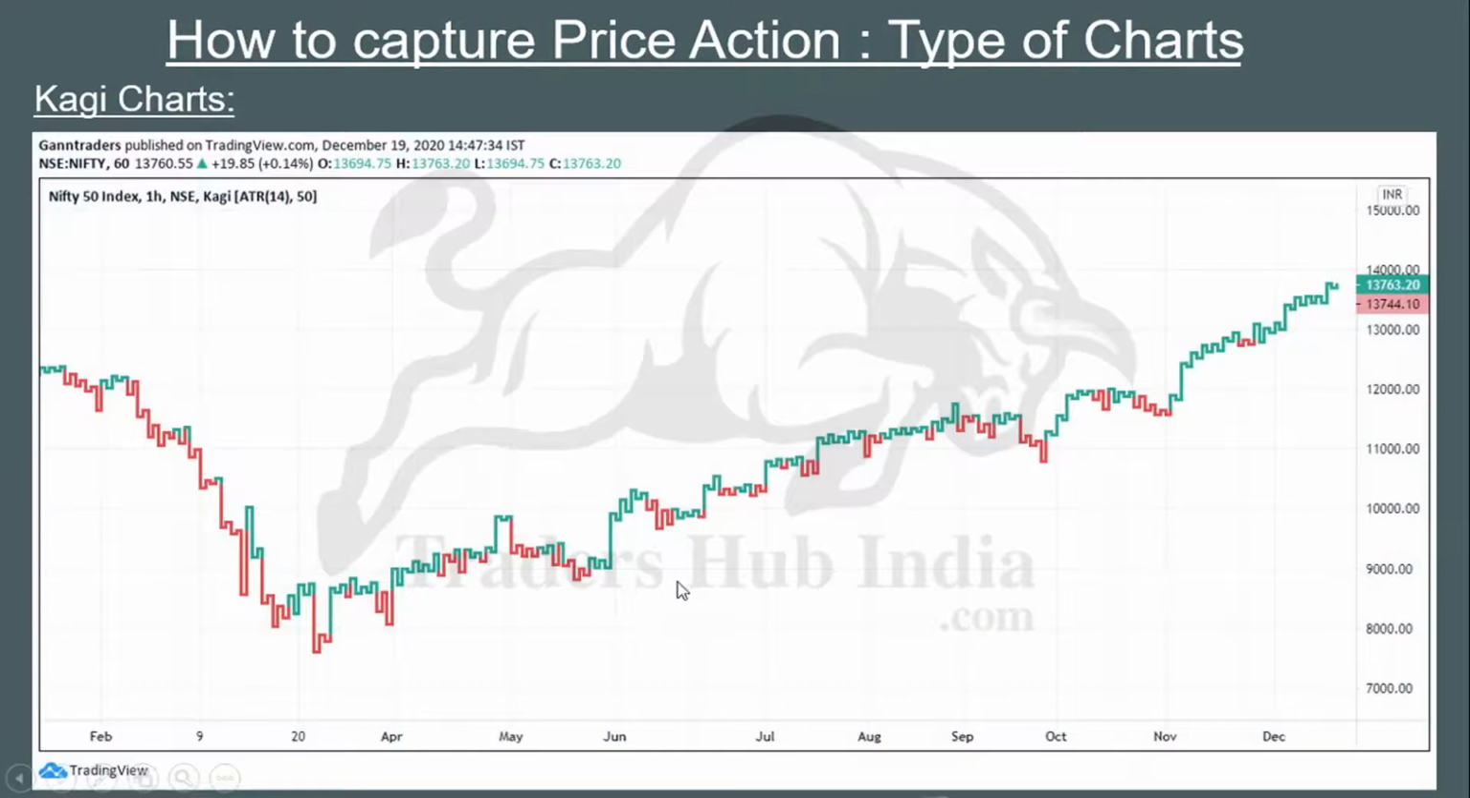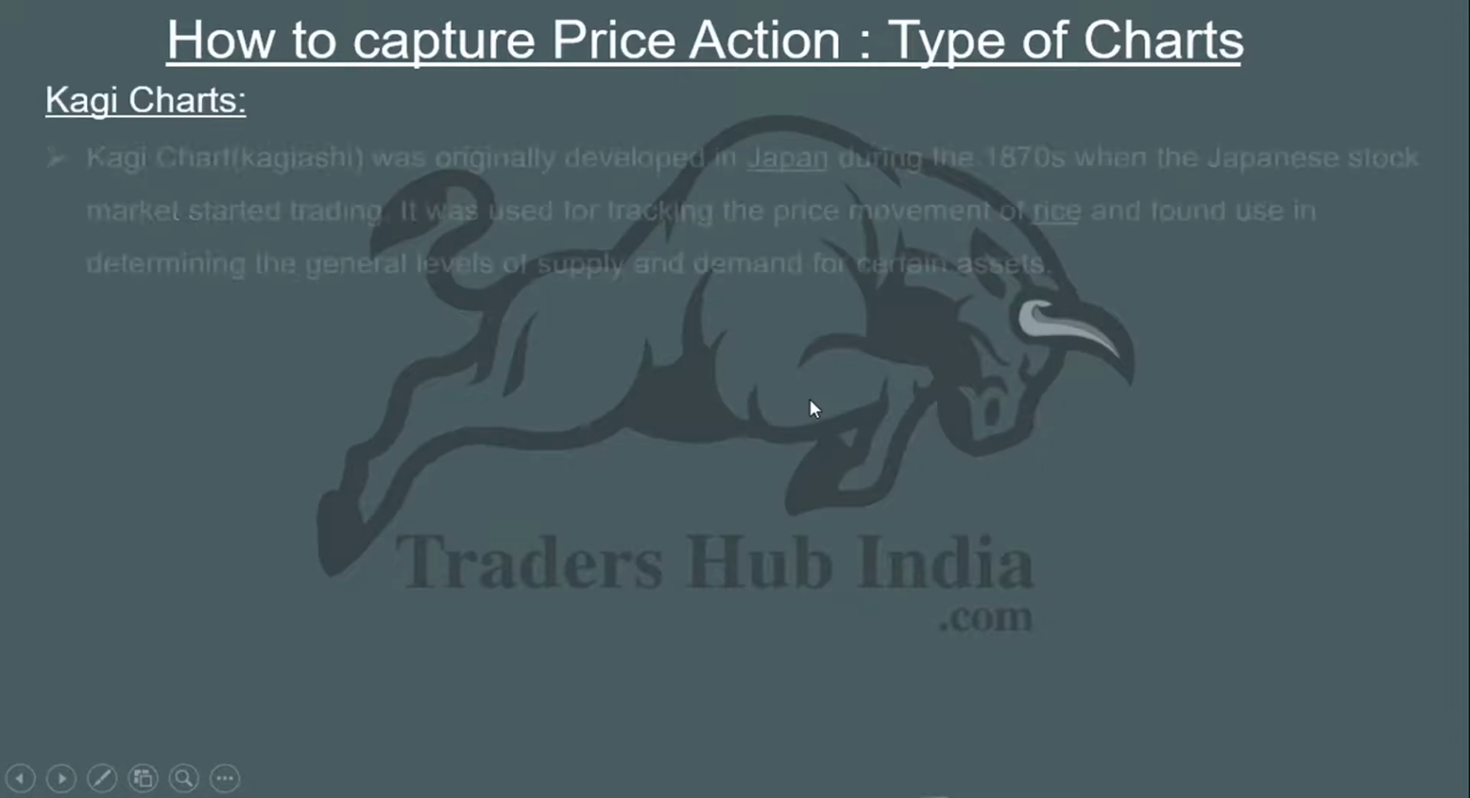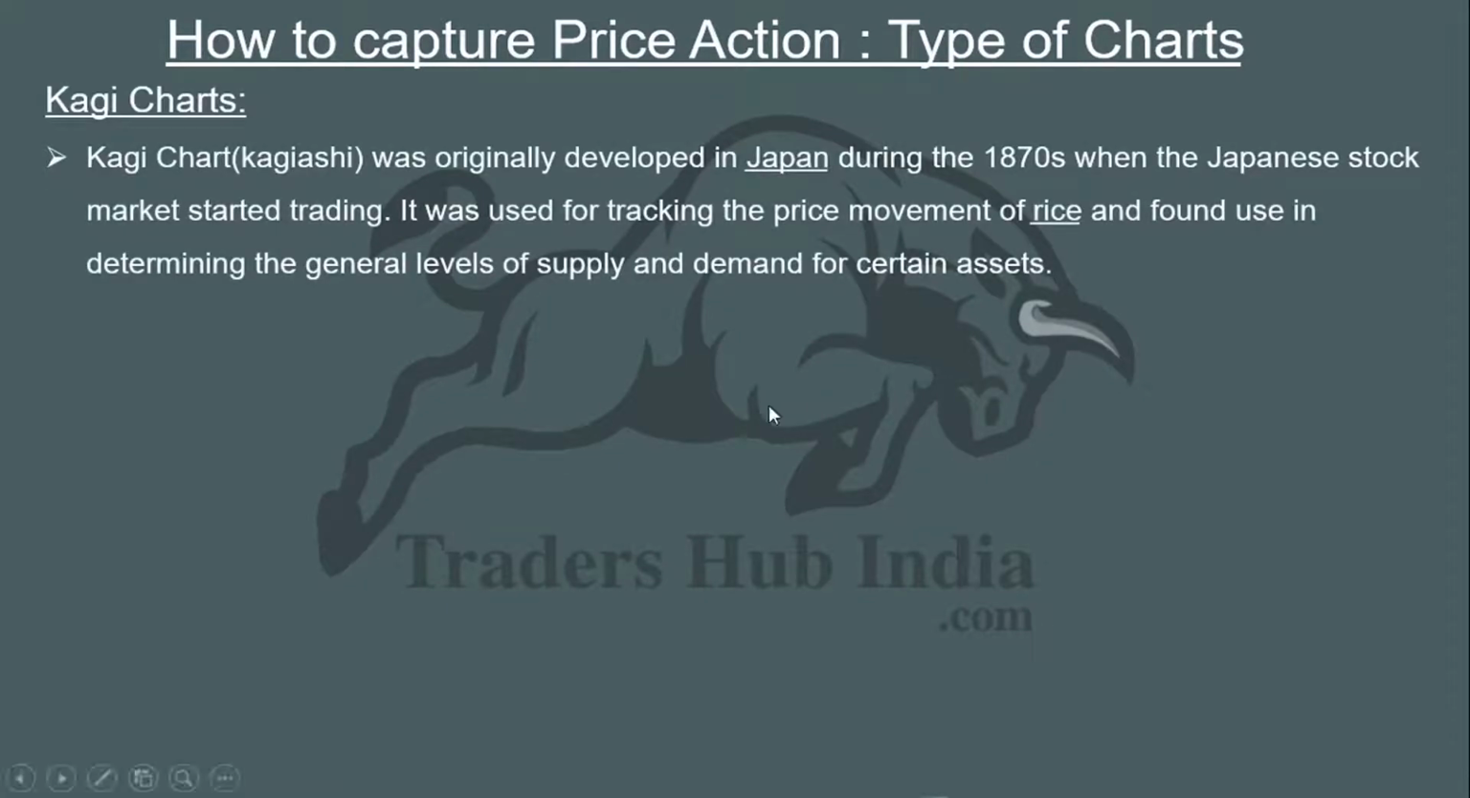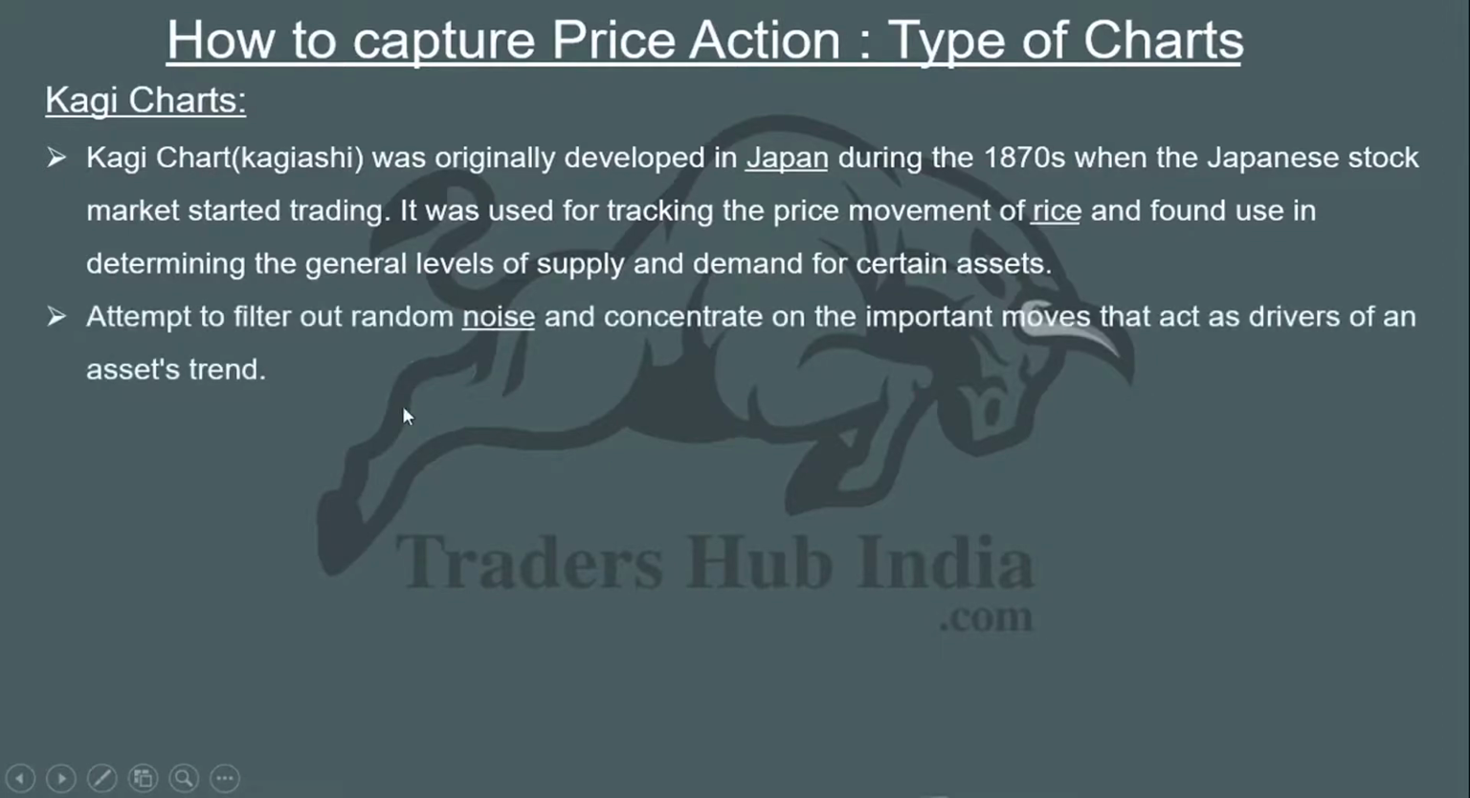Kagi chart. The picture shows exactly how the Kagi charts look. The Kagi chart, also called Kagi-ashi, was originally developed in Japan during the 1870s when the Japanese stock market started trading. It was used for tracking the price movement of rice and found use in determining the general levels of supply and demand for certain assets.